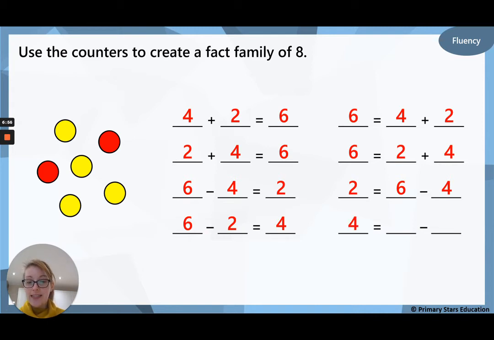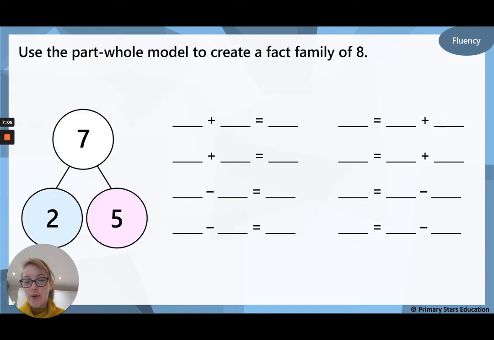4 is equal to 6 take away 2. Well done, fantastic. Okay, now we're going to have a look at a part whole. So we can create 8 number sentences just the same by looking at part whole. So have a look at our 2 parts, have a look at our whole.